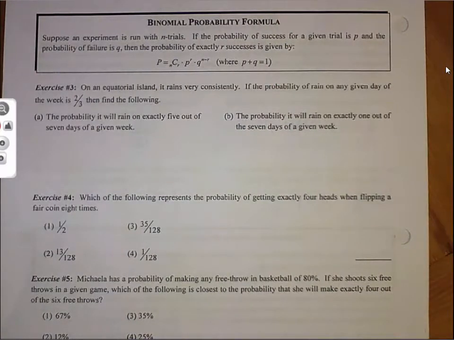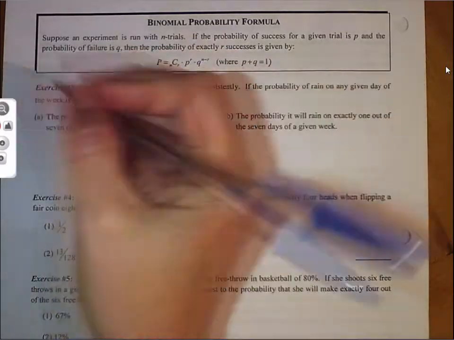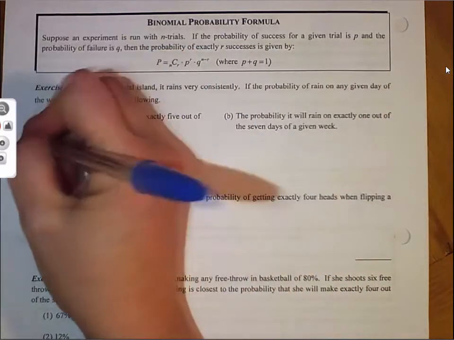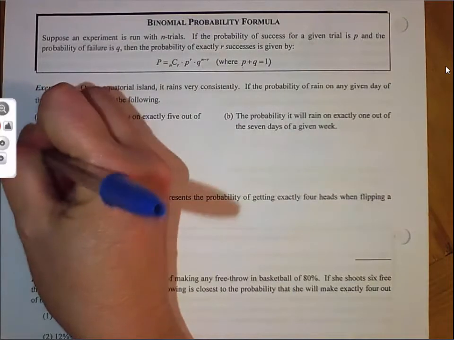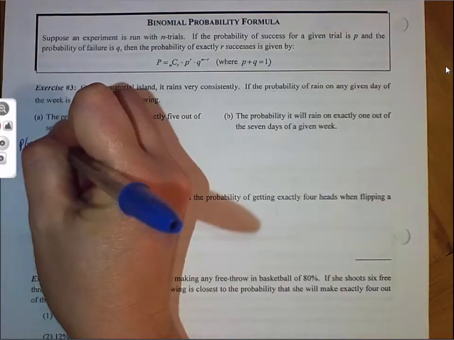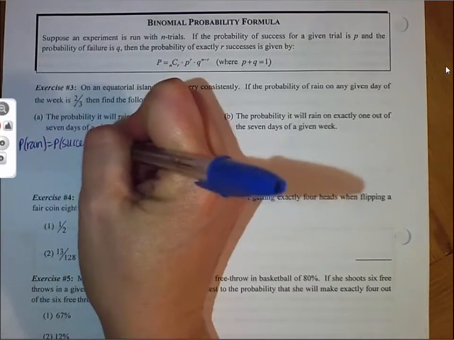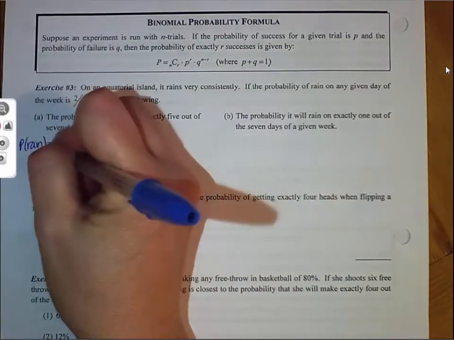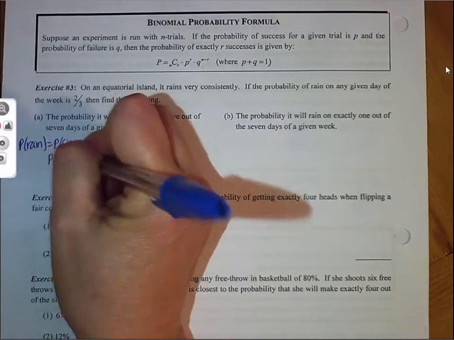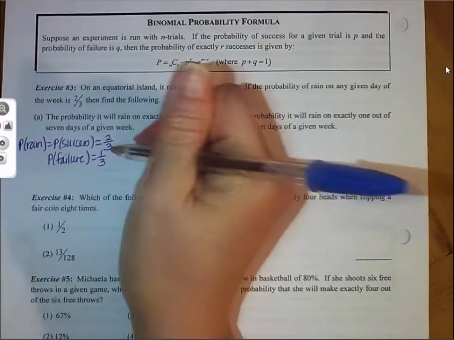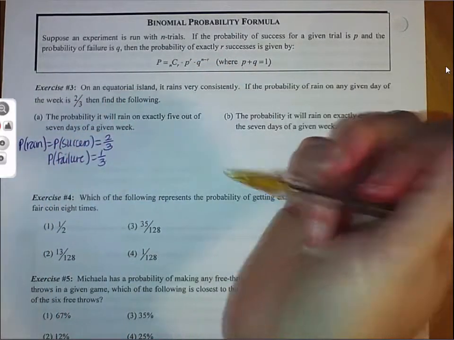Okay, so let's just try some. On an equatorial island, it rains very consistently. If the probability of rain on any given day of the week is 2/3, find the following. So the first thing I do is I think about those probabilities. We're talking about probability of rain, which in this case is our probability of success. And they give that to me as 2/3, which means the probability of failure, or no rain, is 1/3. Again, these numbers always have to add up to 1.